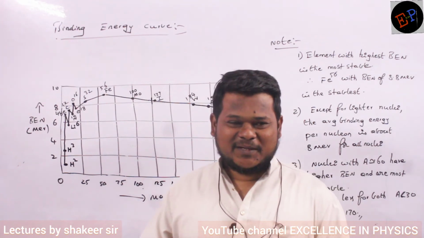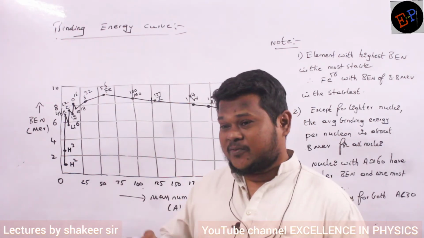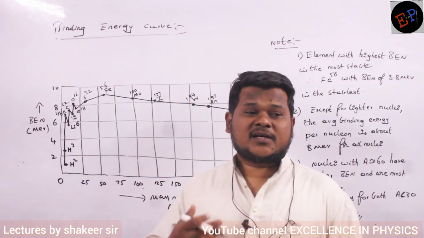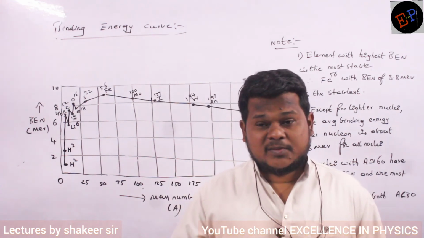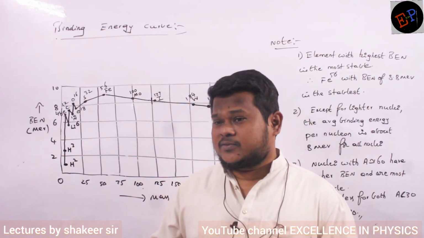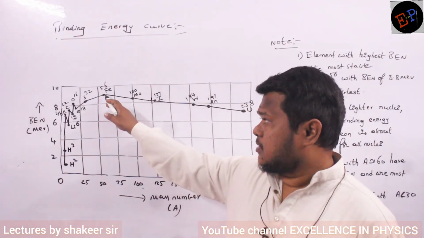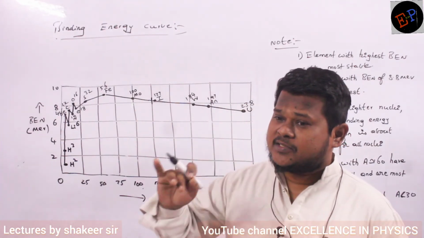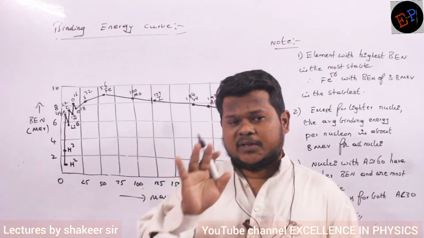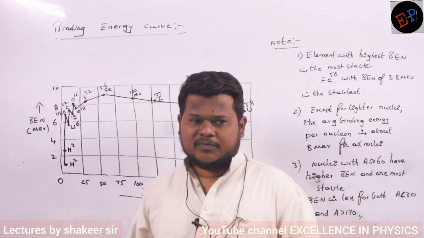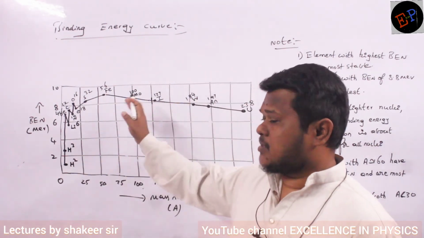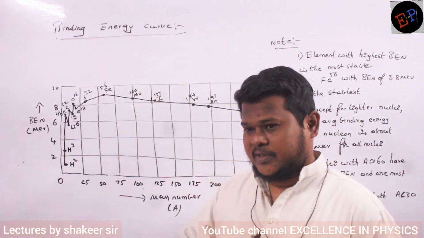Are you able to understand? So if binding energy per nucleon is greater, it means it has lost more energy. It means more mass has converted into energy. Are you able to understand? So therefore the element which has the highest BEN will always be more stable. So of all these elements, iron is the most stable element.